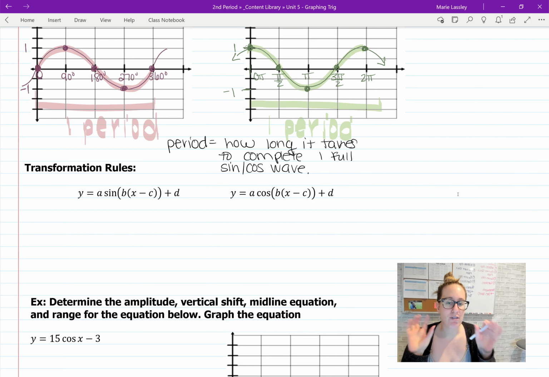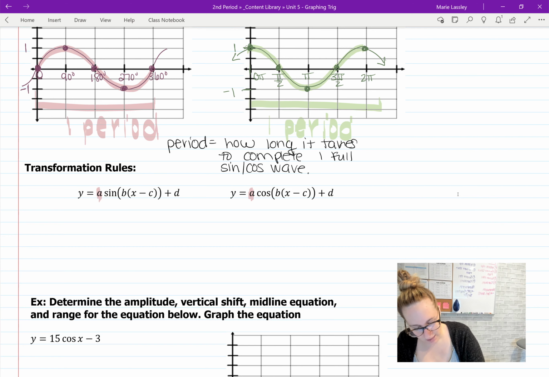All right, you notice there's a lot of letters in here. These letters we've been dealing with the entire school year, and they actually do the same thing in our trig functions that they do in normal functions, like quadratic or square root or absolute value. So they do have some different names though, so we're going to go through them. So we have the A out front. That's what we call the amplitude. So A is our amplitude.